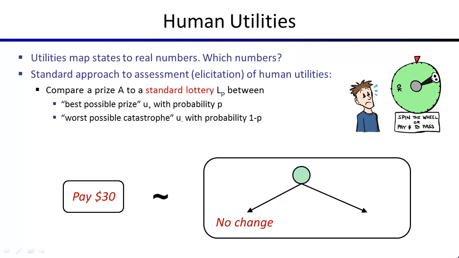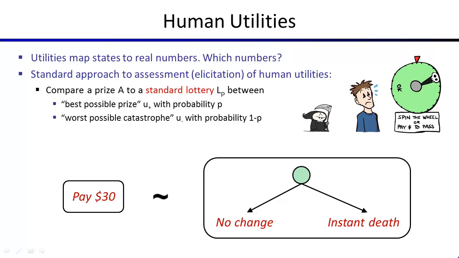On the other hand, let's think about something worse than paying $30, like instant death, okay? I hope we can all agree that paying $30 is somewhere between nothing changing and instant death. It's more like nothing changing, hopefully. And so what we do is we manipulate the probability until you say, yeah, okay, I think that lottery is about the same as paying $30. Okay, well, what is that number?